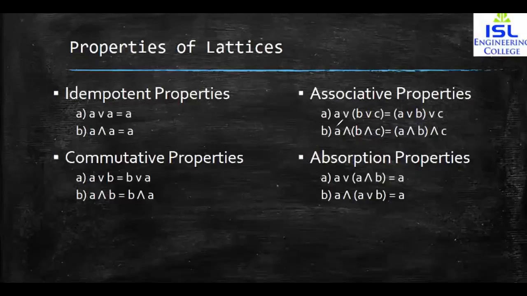Similarly, we have the associative property. The associative property is basically with three elements and it is similar to the commutative property. And lastly, the absorption property. If we use both join and meet, that is, if we perform the join of two elements and then the meet with the other element, it will give us the same result.